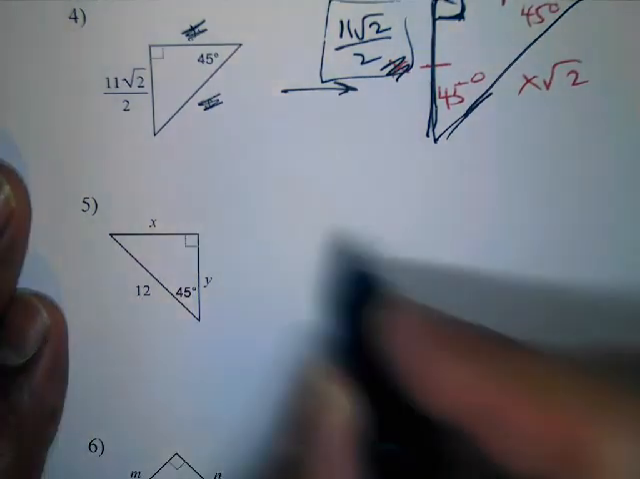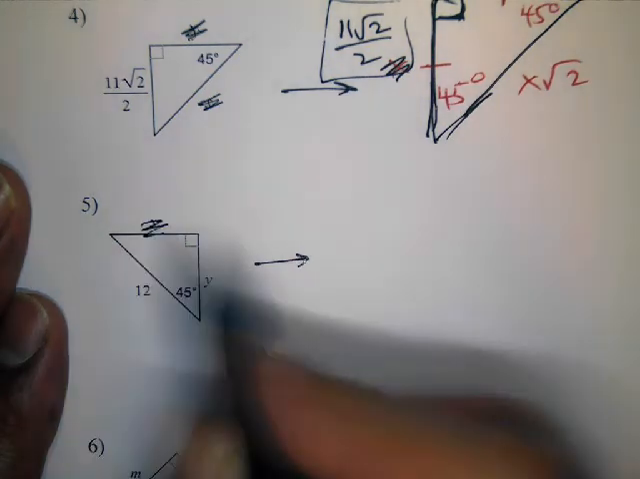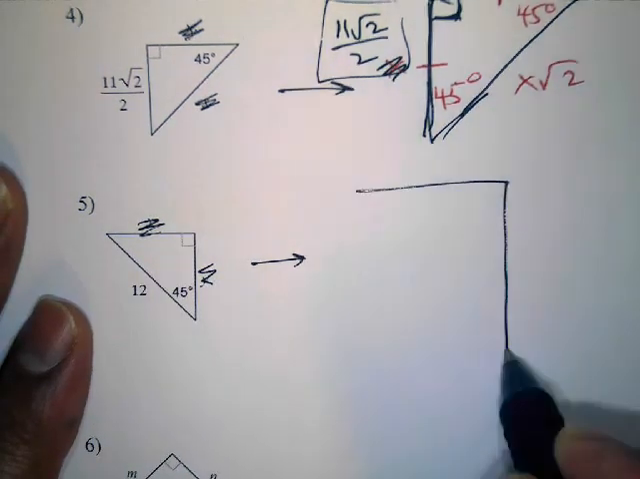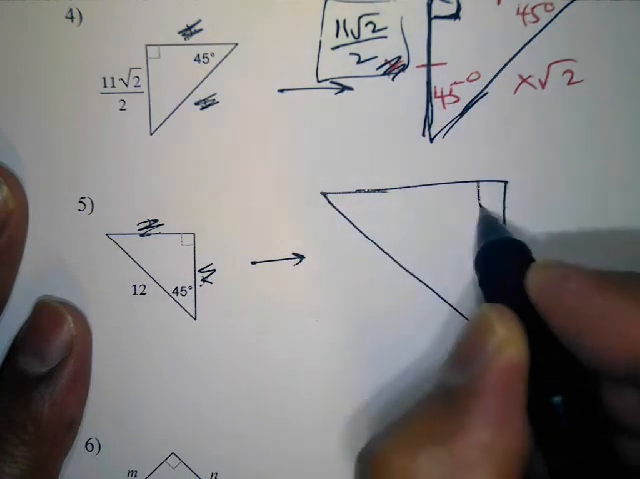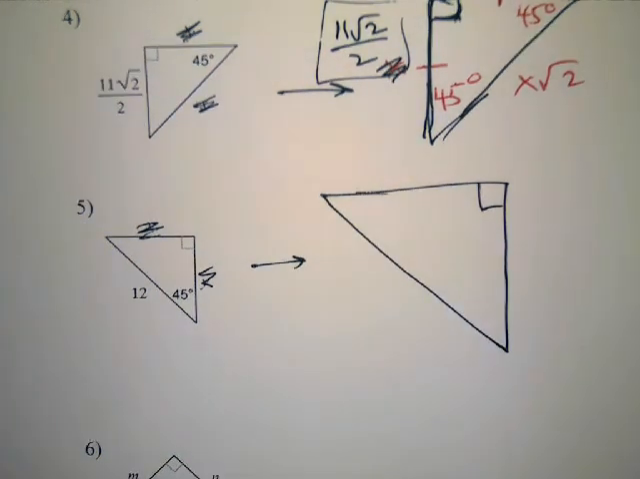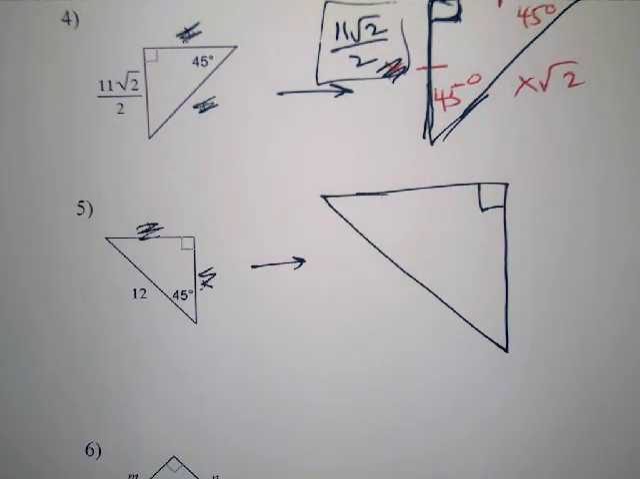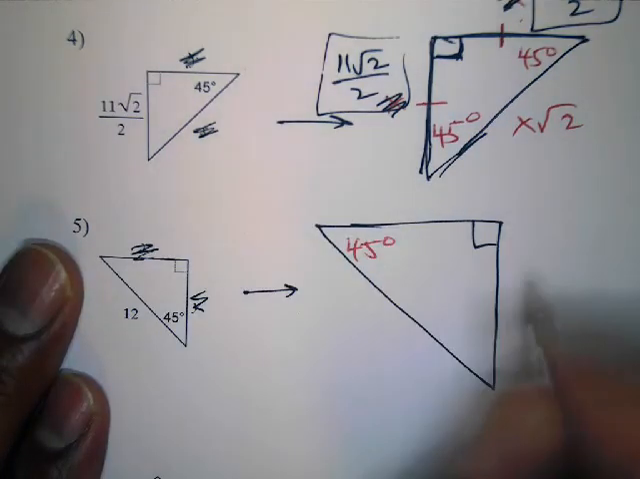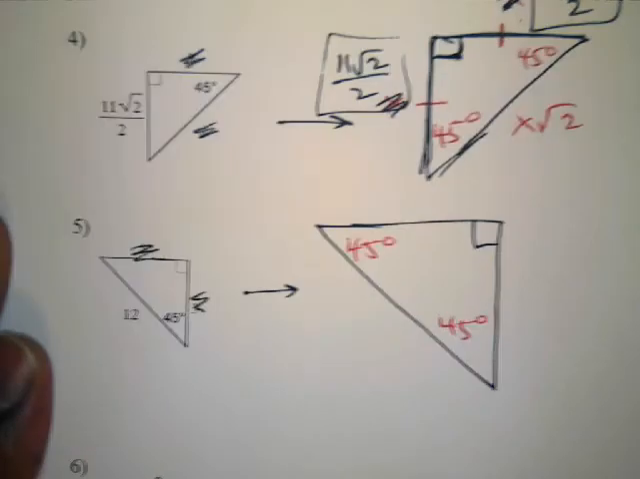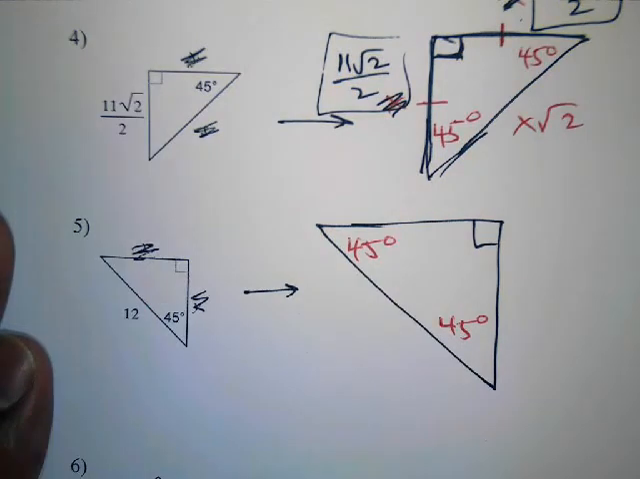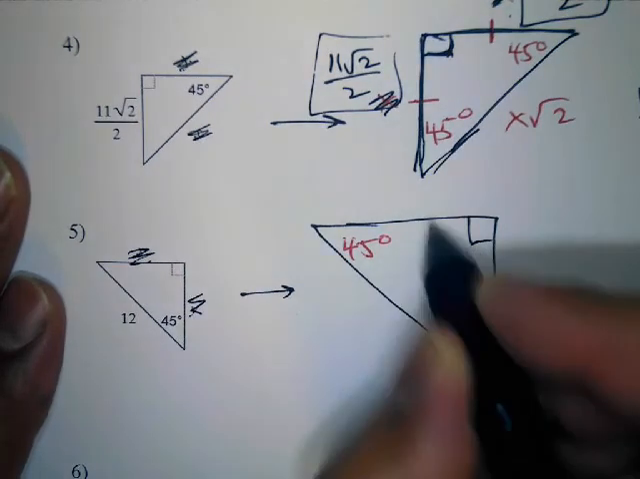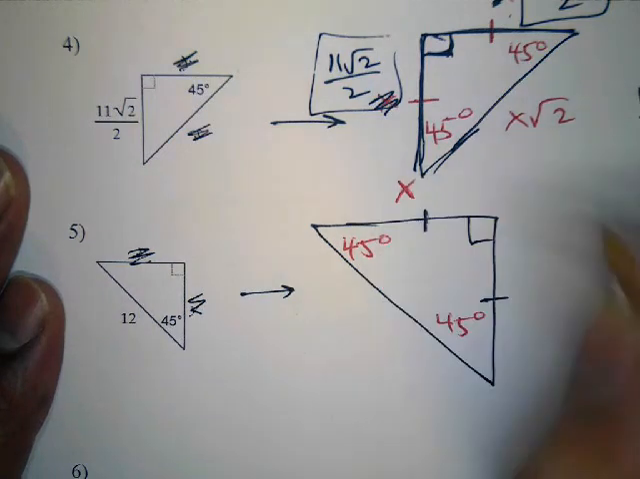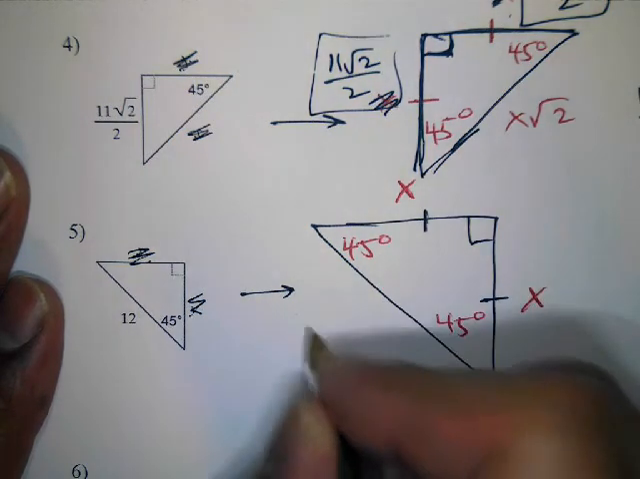Very important ones. Number 5. Okay. Here we go. So again, I want to ignore whatever letters, whatever variables they use. I'm going to rewrite it. I'm going to make it a little bit bigger for me, right? And this is 45, 45, 90, right? These specials, like a half of a square. You got to remember, it's half of a square. It's a square that got cut right down the middle.